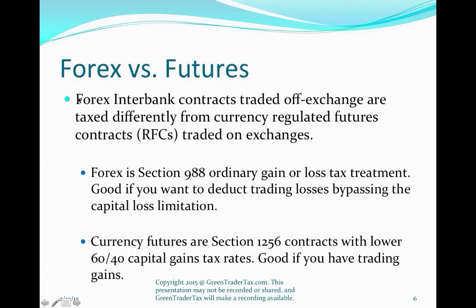The really nice thing about Forex and the interbank market is you can take advantage of that ordinary loss treatment. Now, a lot of people who get started in Forex get started with small accounts and very large leverage. But if you have a big loss, for example, right now, after the Swiss National Bank surprise, if you got hit with a really big loss, maybe beyond your deposit, maybe they went after you for more margin, you'll appreciate that ordinary loss treatment.